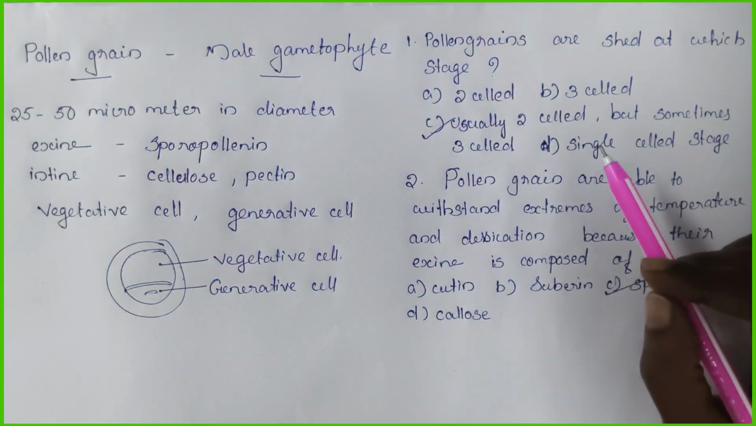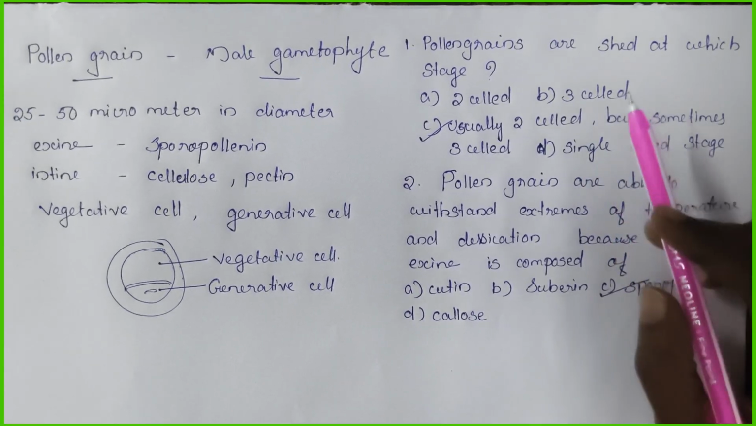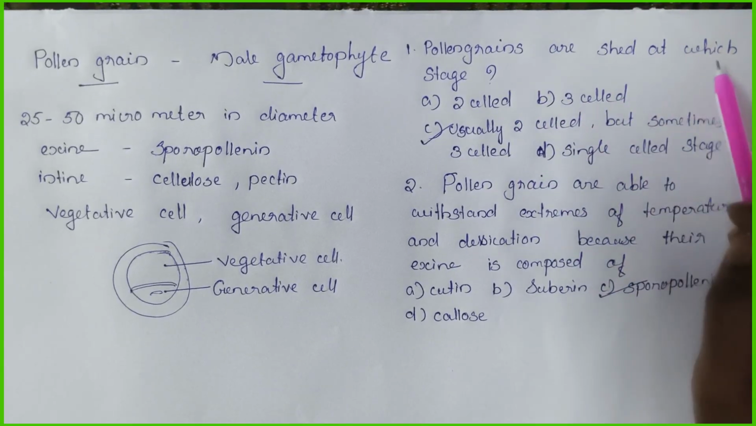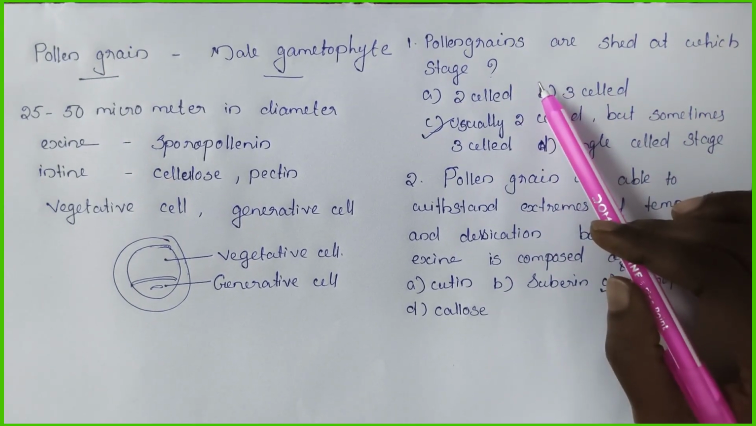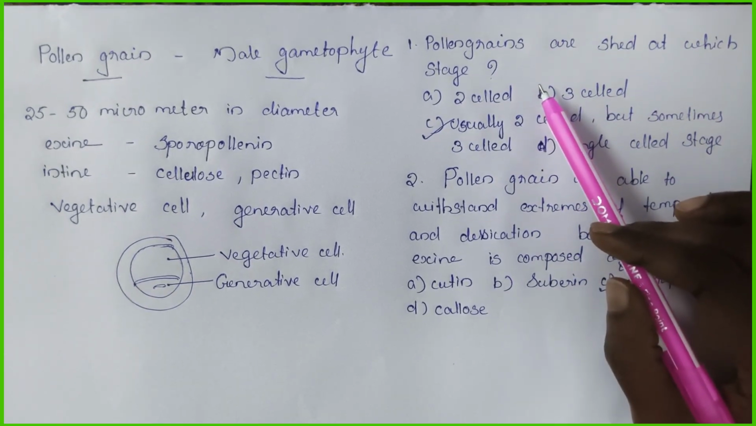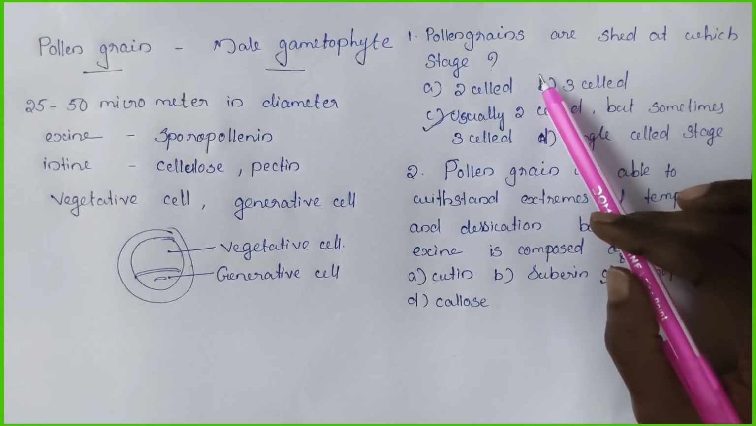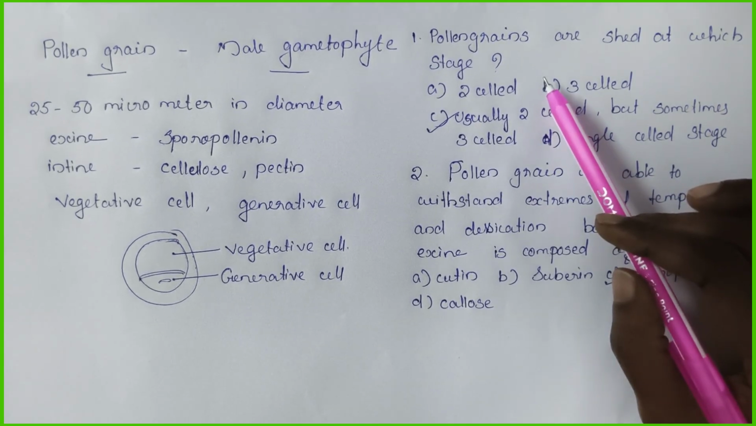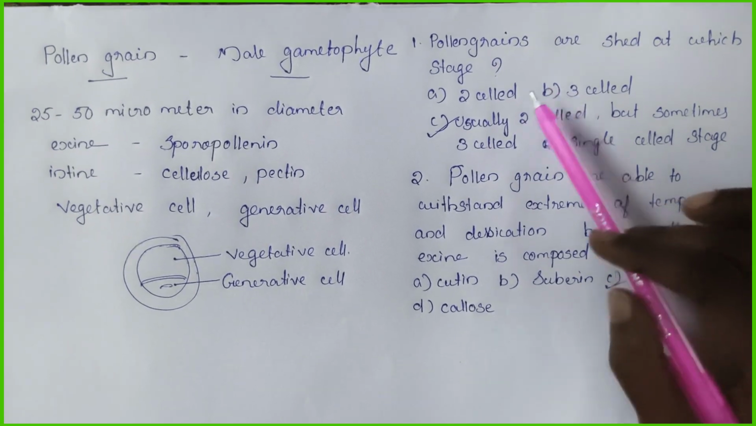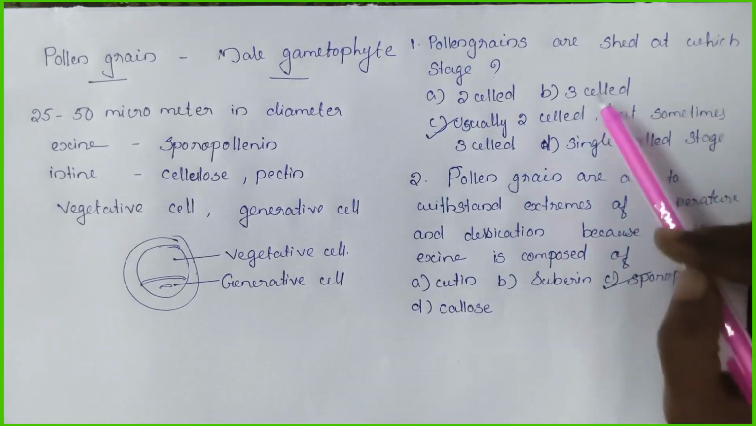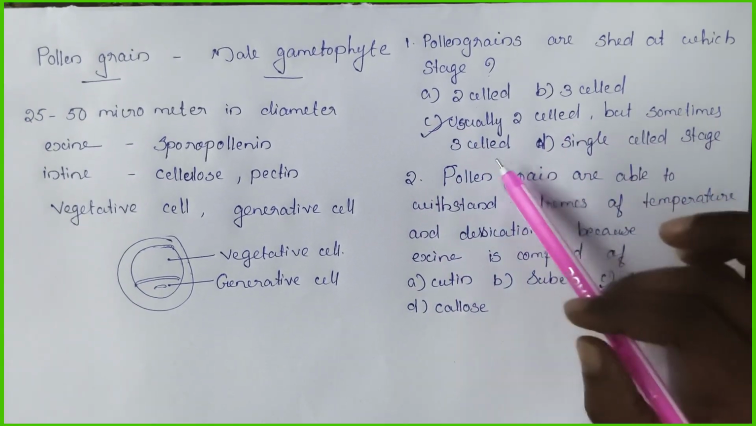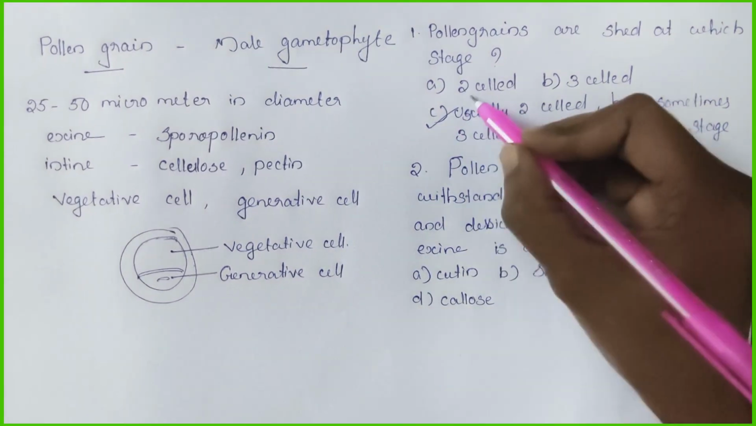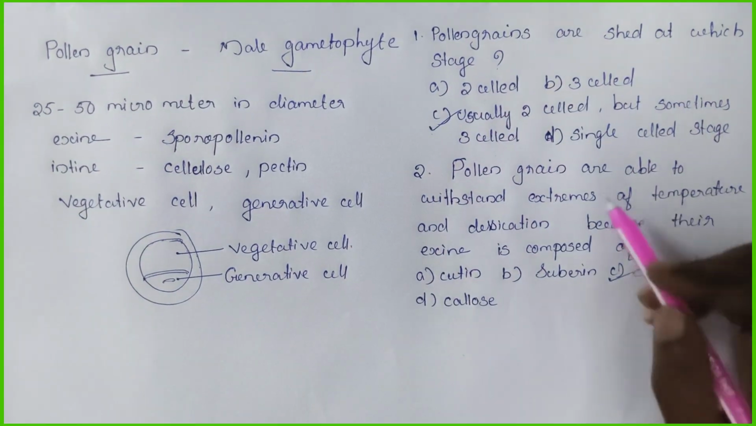According to what we have studied today about the pollen grain, we can discuss two questions of NEET. First question: pollen grains are shed at which stage? When the pollen grains mature, they divide into the vegetative cell and the generative cell. Then the generative cell undergoes mitosis to form two male gametes. So when they shed, the options are A two-celled, B three-celled, C usually two-celled but sometimes three-celled, D single-celled. The right answer is usually two-celled but sometimes three-celled.